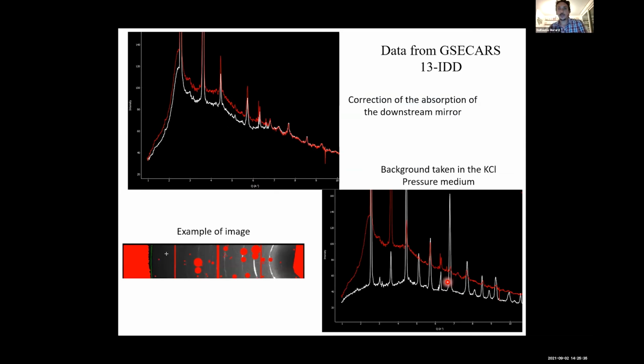So this is the type of data we got on JCPDS. What I would like to point out that is very important with Soller slits is the correction from the absorption of the downstream mirror. You need to have a transfer function, because here you have the mirror that is bringing the laser and the imaging that is absorbing a part of the sample, in white, and in red you have the after correction, and you see that it's quite nice and a straight line for the liquid. So you need to remove also the background. This is the background you take on the KCl on the side of the sample, and this is a type of image that we obtain.